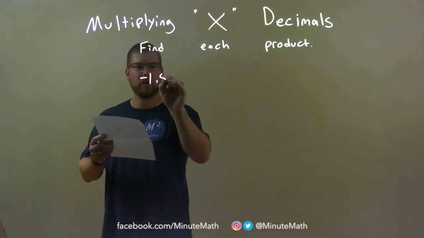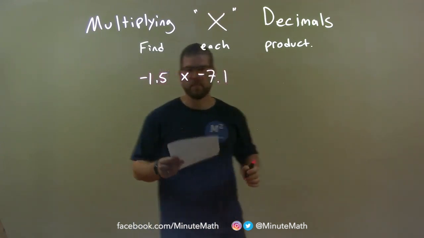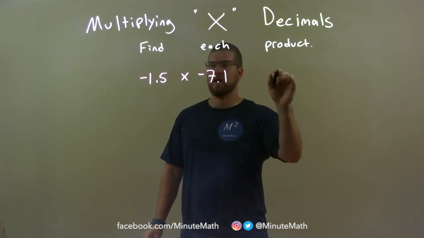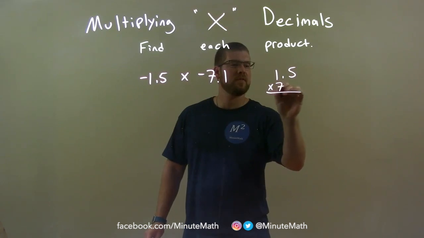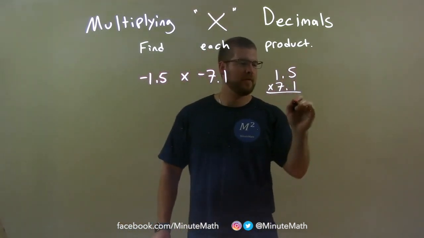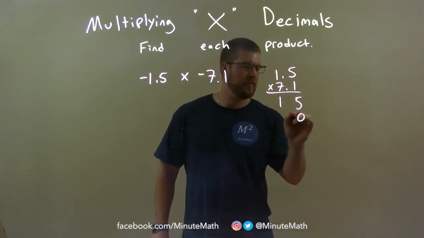Negative 1.5 times negative 7.1. All right. Well, I'm going to write this over under. Let's do this. 1.5 times 7.1, and I'm ignoring the negatives. 1 times 5 is 5, and 1 times 1 is 1. Pretty easy. Place value for that 1.